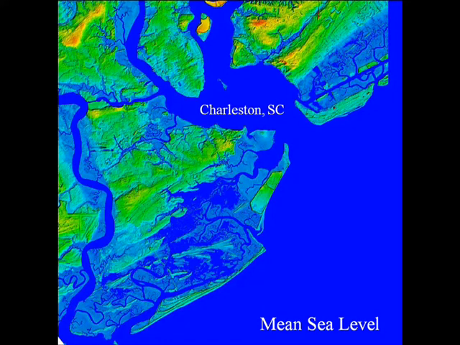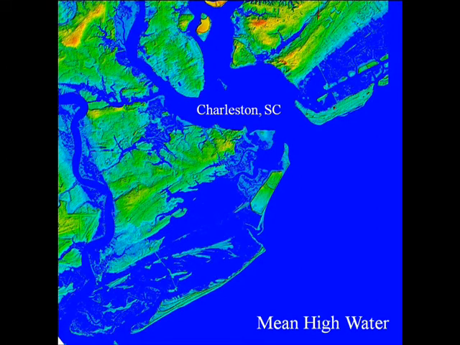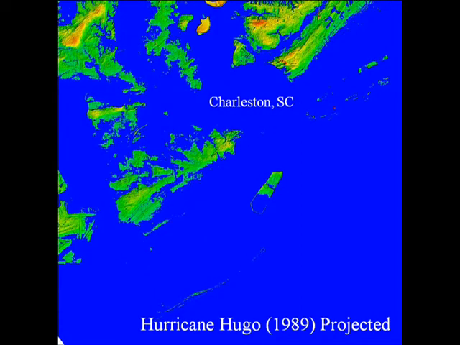Highly accurate elevation is important for portrayals of flood risk in coastal areas as well, in particular when dealing with extreme events such as hurricanes. This LIDAR-based elevation map shows Charleston, South Carolina at mean sea level, then at mean high water level, and finally what would have happened if Charleston had taken a direct hit from Hurricane Hugo in 1989.